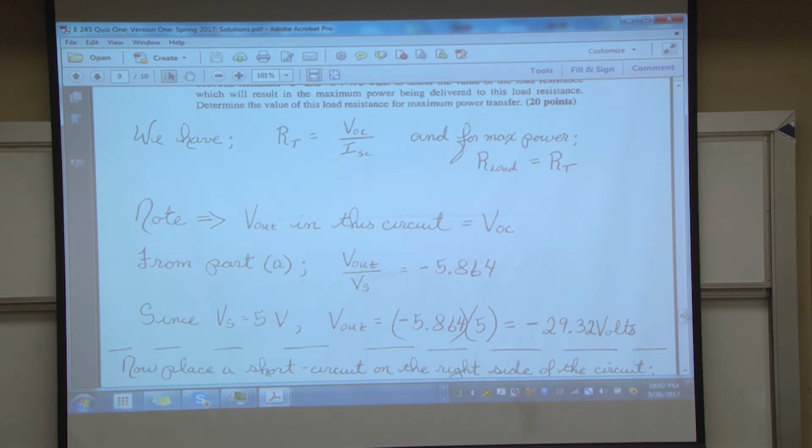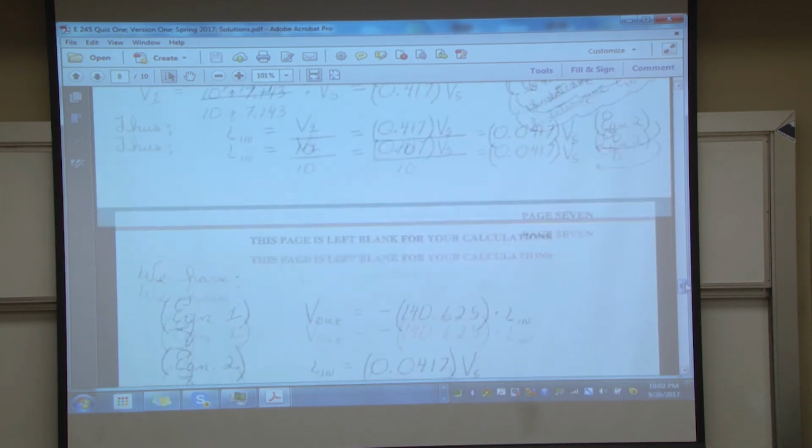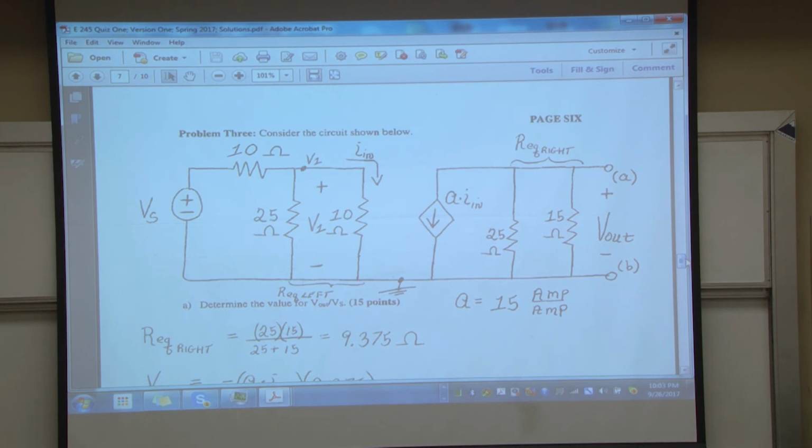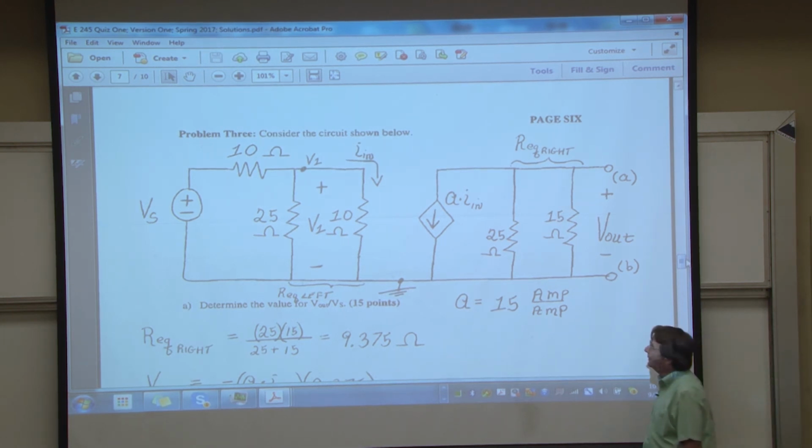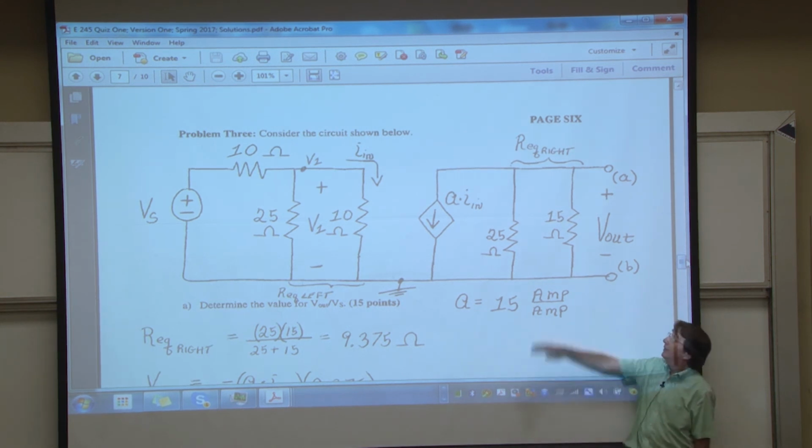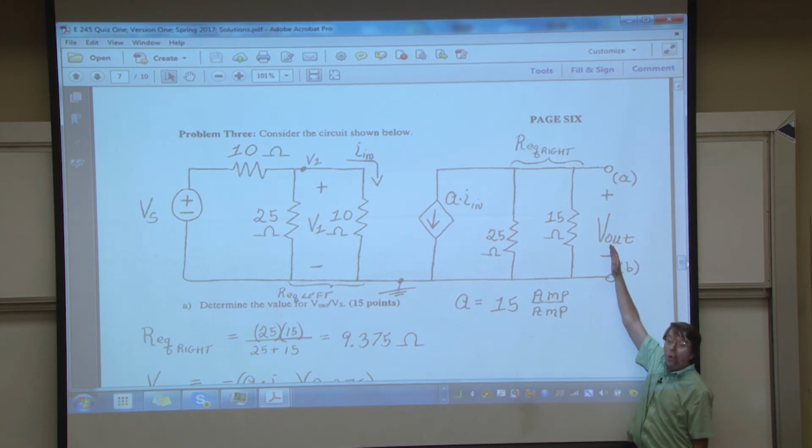The only thing left to do is I short circuit. Now, I got to go back to the circuit. All right. Where do I put the short circuit? Right here. What is the value of the short circuit current and why?